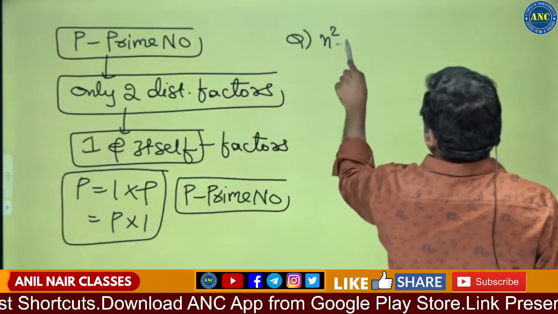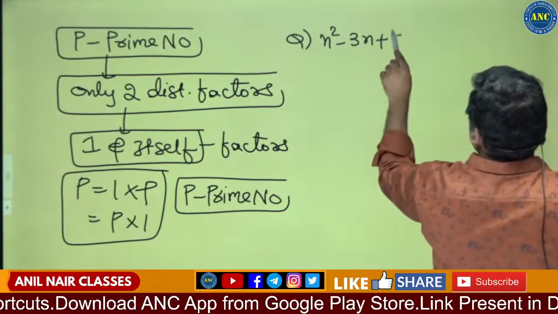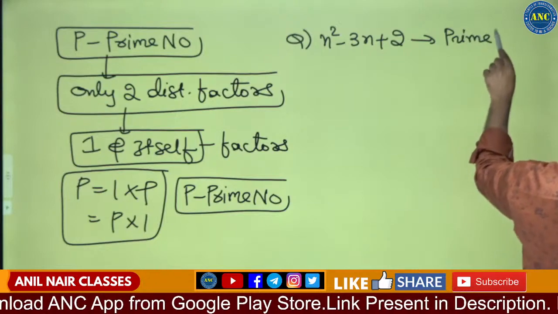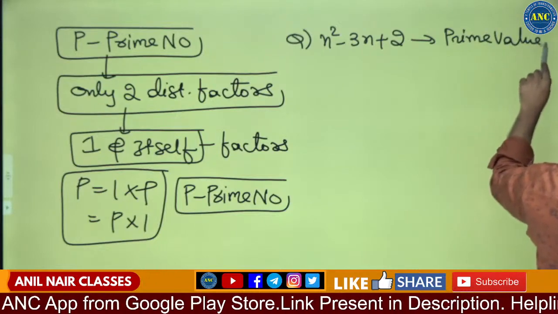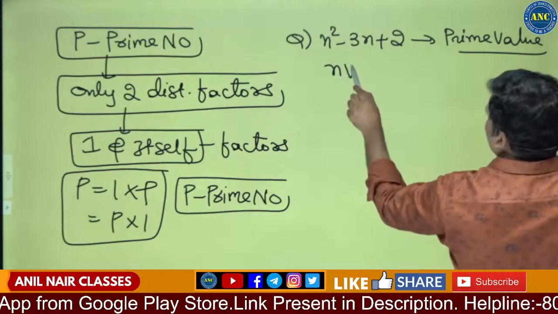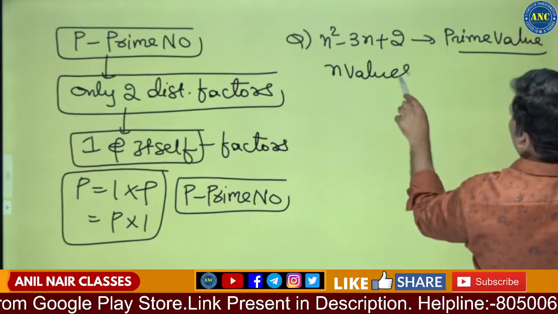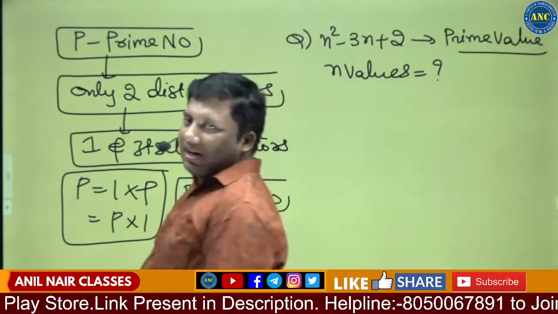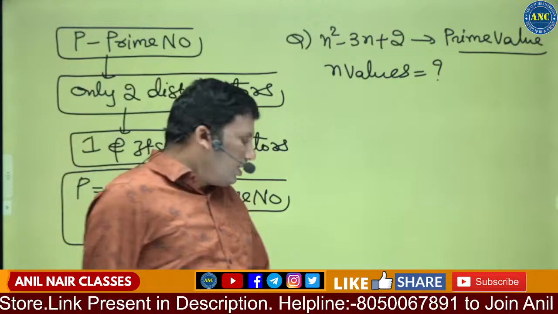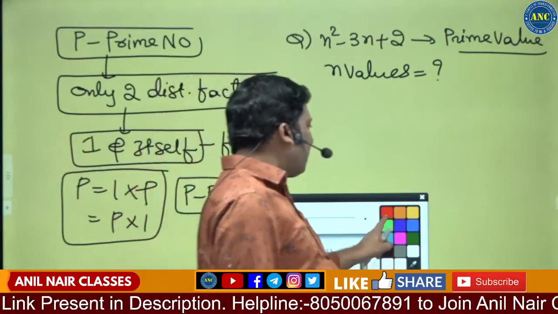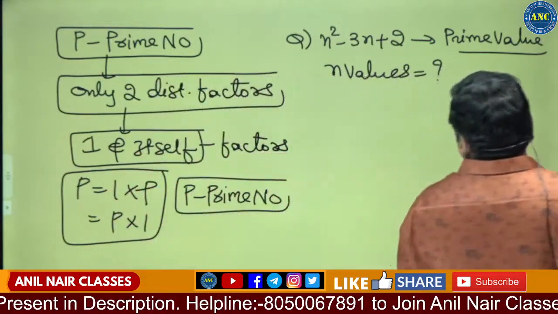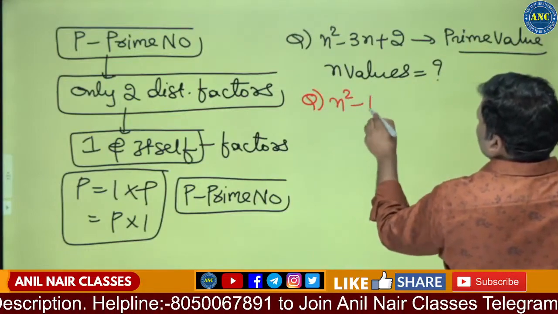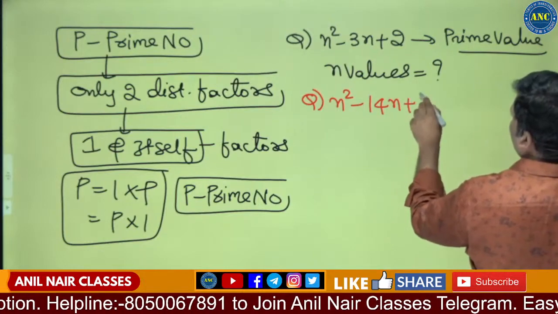n square minus 3n plus 2. This will give a prime value. How many values can n take such that this expression will result in a prime number? First question. Second one, if you understand this model: n square minus 14n plus 24.